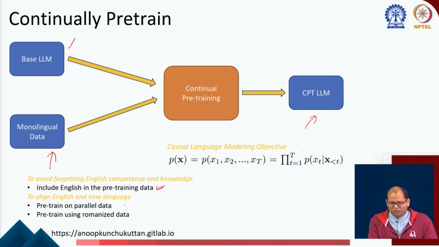And you may pre-train on parallel data. You can pre-train using Romanized data. So you may have to do many different kinds of tricks. This is typically what people do to extend the vocabulary. Of course, this is a good research field, and a lot of research has been happening.